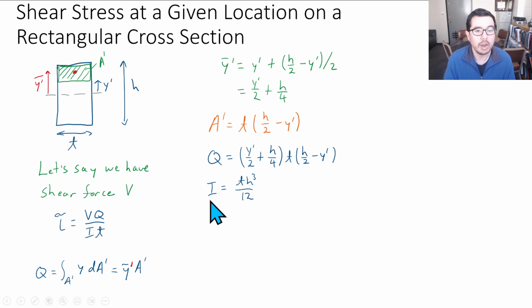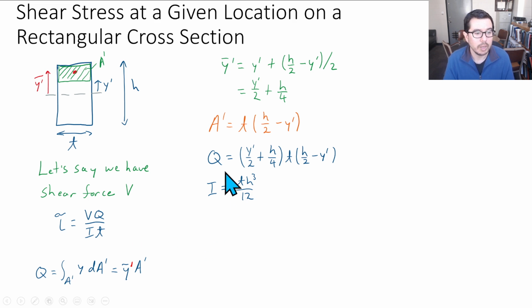An expression for I, sorry, not A, I is what we often call BH cubed over 12. That's the second moment of area. We calculated that out previously. And for the entire cross section, you can forget the A prime stuff, you can forget the Y prime stuff. If I go to a different Y prime, if I'm at a different height along the profile, I does not change. I is dependent on what the cross-sectional geometry is.